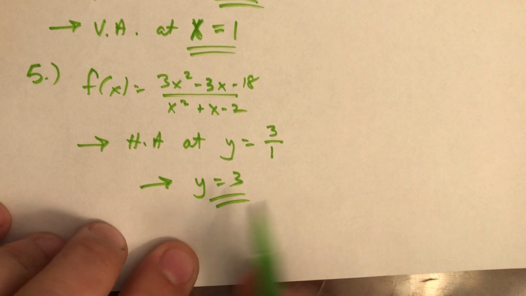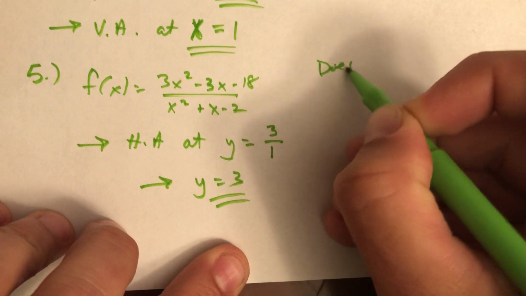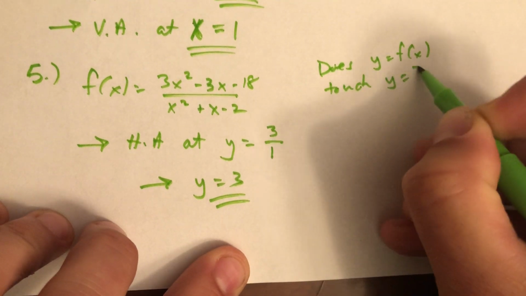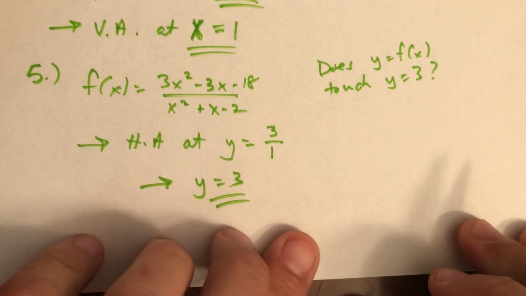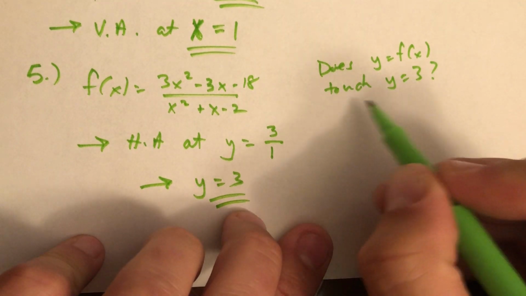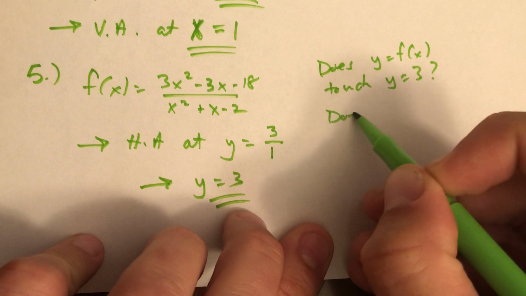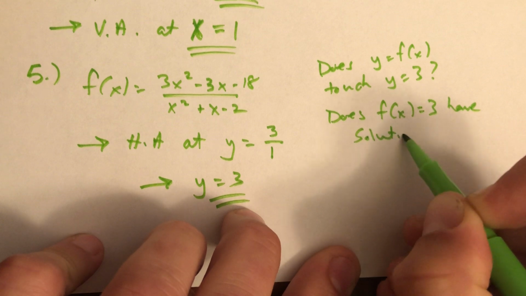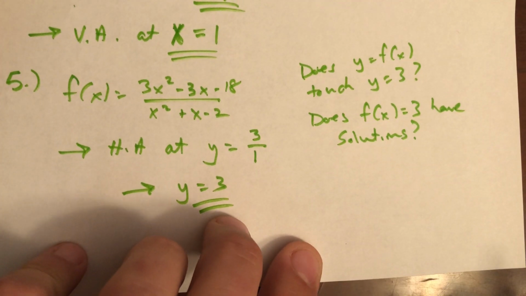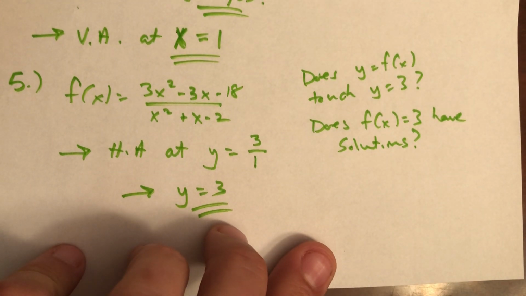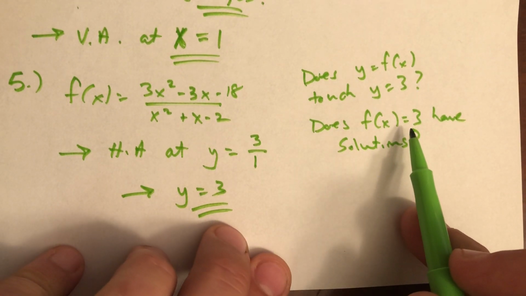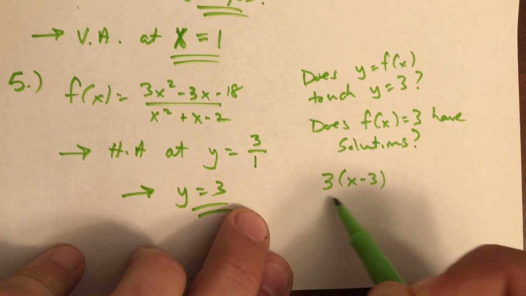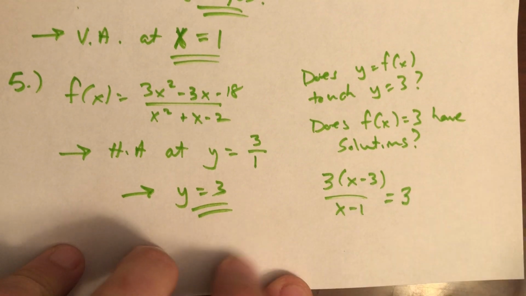by taking and let's ask this. So does y equal f of x touch y equal 3? So do these graphs intersect? Well, really, that's the same question as does f of x equal 3 have solutions? Because if it does, then those are the x values for which it crosses that line. So we can solve this real quick, and let's go ahead and use the reduced function. So we had 3 times x minus 3 over x minus 1 equals 3, and we're going to find out if this has any solutions.